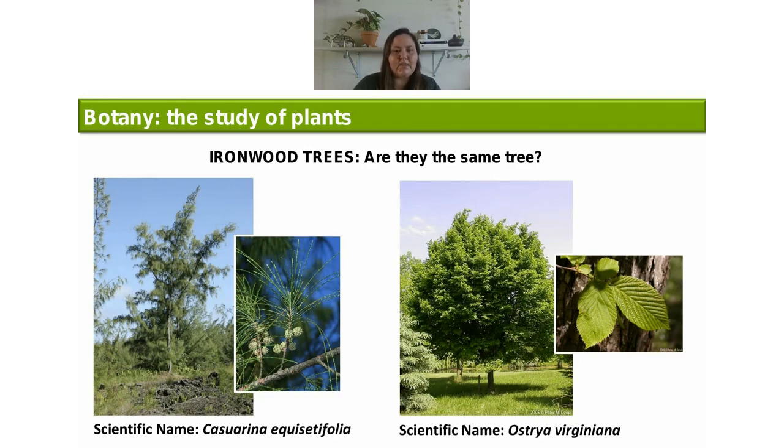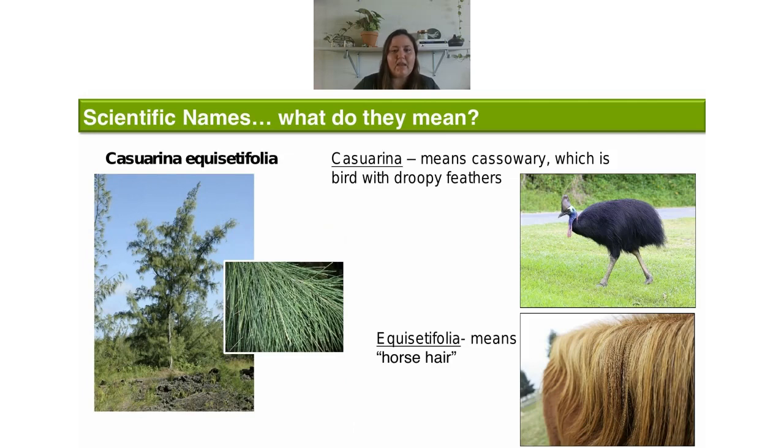So what do scientific names mean? Scientific names are from the Latin language and are a way, like I said, for scientists or botanists to organize plants. Each one gives you hints about the plants. Sometimes it's physical characteristics, or sometimes it's where the plant is found. For example, casuarina comes from the word cassuri, which is a bird with droopy feathers. Equisetifolia means horsehair, so if you put the 2 together, it means droopy horsehair. I can see the resemblance.